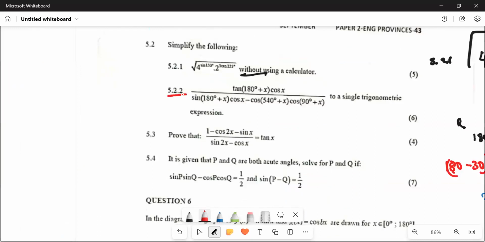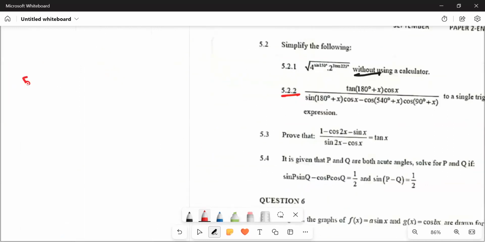Okay, I see 5.2.2. So what do we have here? Look at this, we have tan of 180 minus x. Now remember, how do we do this thing? Again, we use the Cartesian plane. It's 0, after it we have 90, after that 180, then 270, then 360, then 450.